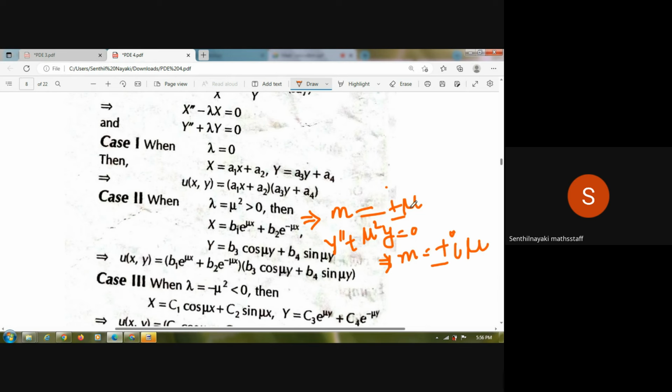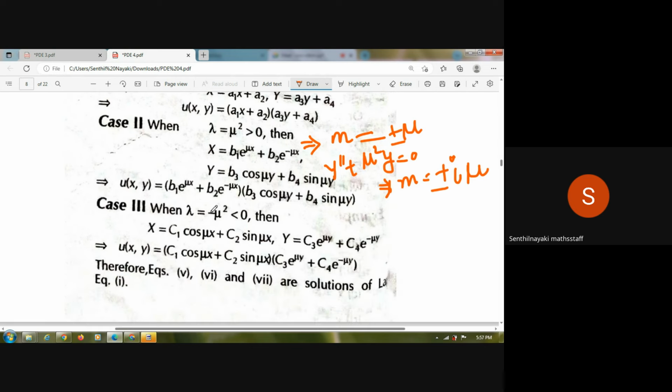So for the first case, distinct real roots, therefore we can write the solution x equal to b1 e power mu x plus b2 e power minus mu x. But in the second equation, we have two complex roots, therefore the solution can be written as y equal to b3 cos mu y plus b4 sin mu y. Therefore u can be written as u equal to x into y. Therefore x is this one and y is this one.